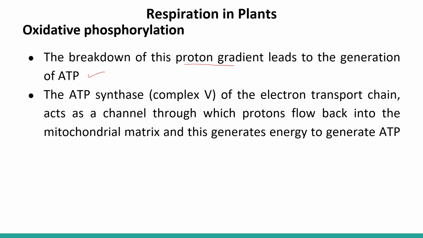Another thing to remember, which we will study in detail in the next slides, is that ATP synthase, known as complex 5 of the electron transport chain, acts as a channel through which protons flow back into the matrix of the mitochondria from the intermembrane space. This transfer of protons generates the energy to synthesize ATP.